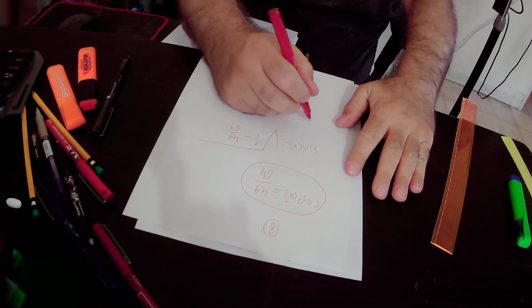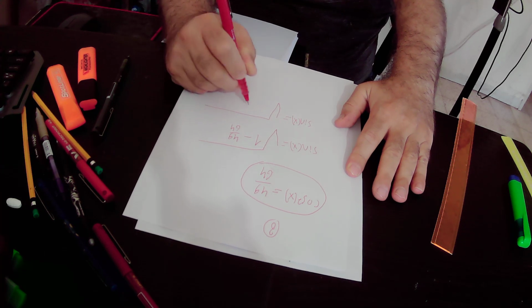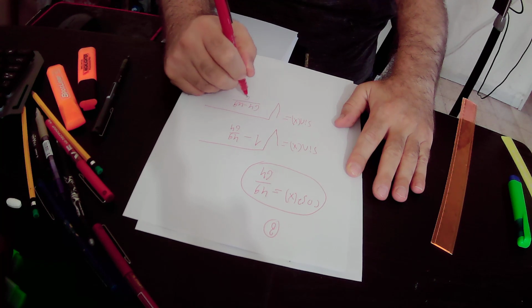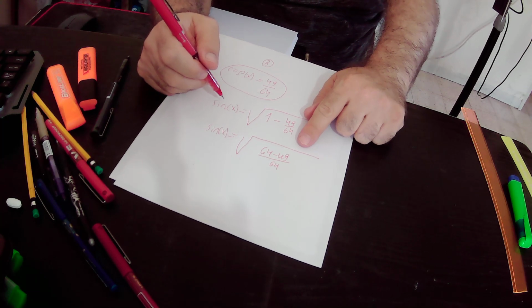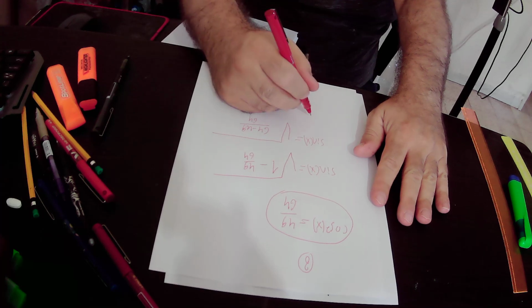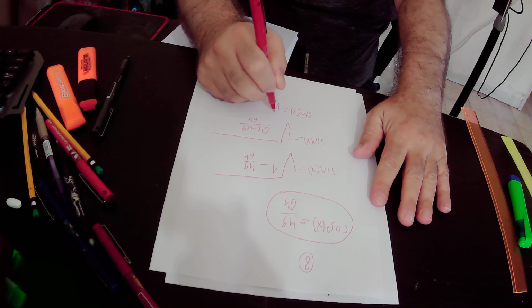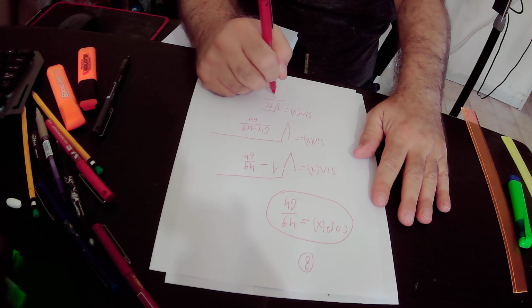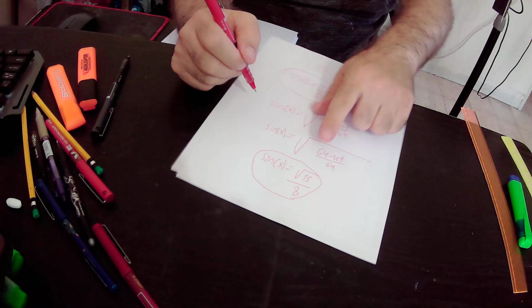We get that sine x equals the root of 64 minus 49 over 64. Here 64 minus 49 is 15, so we will get the value of sine x. It will be equal to the root of 15, and the root of 64 is 8. So we found out that the value of sine x is root 15 over 8.